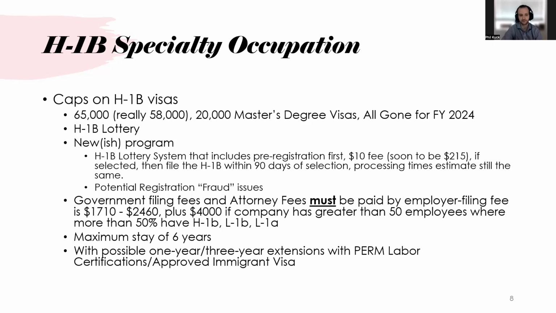It just lays out the filing fees. It's $1,700 to $2,400 plus $4,000 if the company has greater than 50 employees that are on an H-1B, L-1B, or an L-1A. All those together, there can't be more than 50% there. Your maximum stay on an H-1B is 6 years, with possible extensions if the PERM labor certification has been pending for 365 days or more, if the I-140 has been pending for 365 days or more, or if you have an approved I-140 and you're not able to adjust status yet.